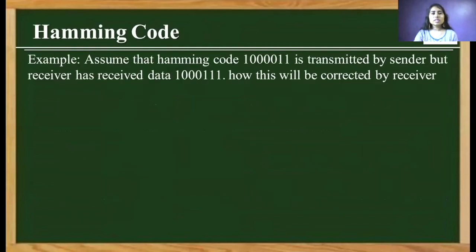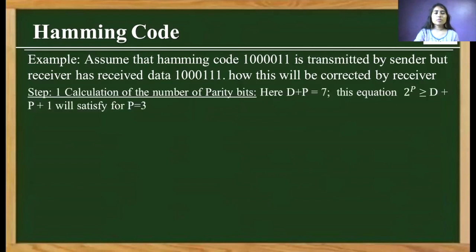So assume that Hamming code 10000011 is transmitted by the sender, but the receiver has received the data 10000111. That means here we know that one bit got corrupted and we know the position, but let's check how this will be corrected by the receiver.